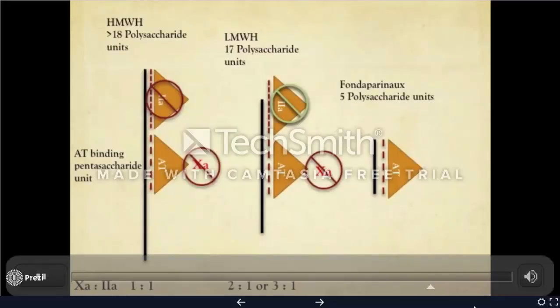Fondaparinux is a synthetic pentasaccharide of the antithrombin binding site, so it binds only antithrombin and finally inhibits only factor 10A activity. As it is too short and binds only antithrombin and inhibits factor 10A activity, the ratio of inhibition of factor 10A to factor 2A activity is 1:0.